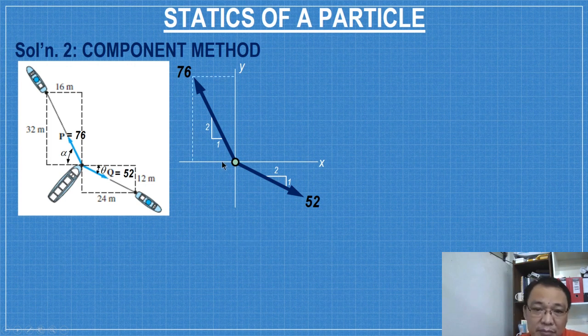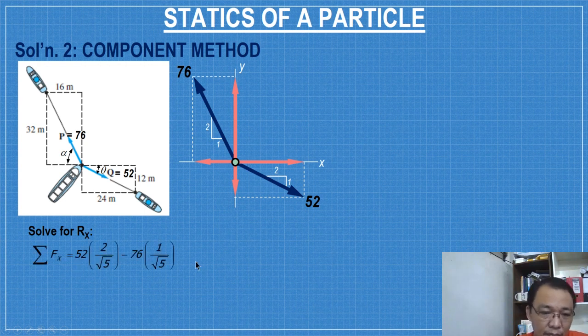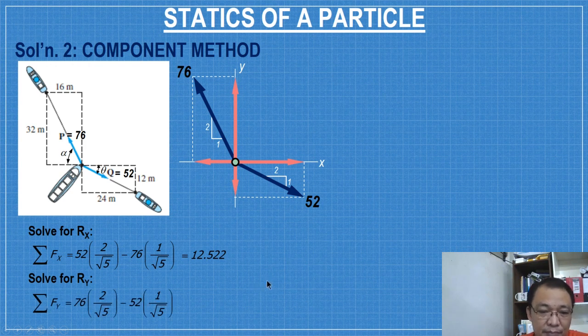So, components first. For 52, x component to the right, y component downward, and solve. Positive, negative. So, 52, x component, x over d, that's 2 over square root of 5, minus magnitude 76, x component, x over d, that's 1 over square root of 5. The answer is 12.522. And then for Ry, upward minus, negative 50, equal to 44.721.